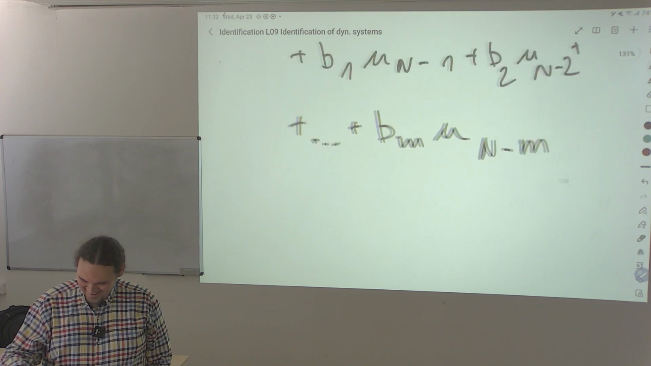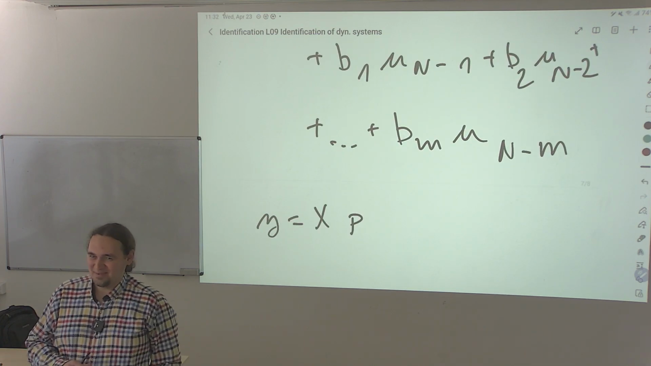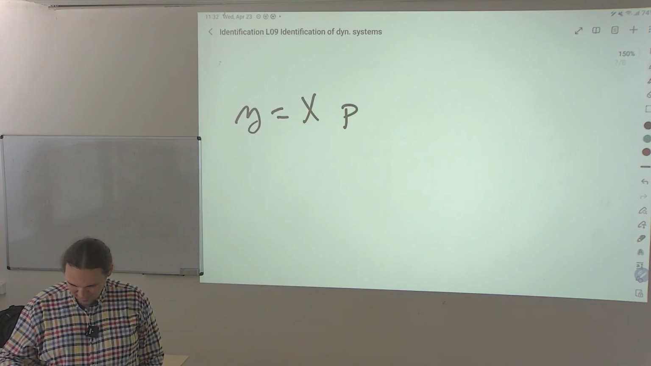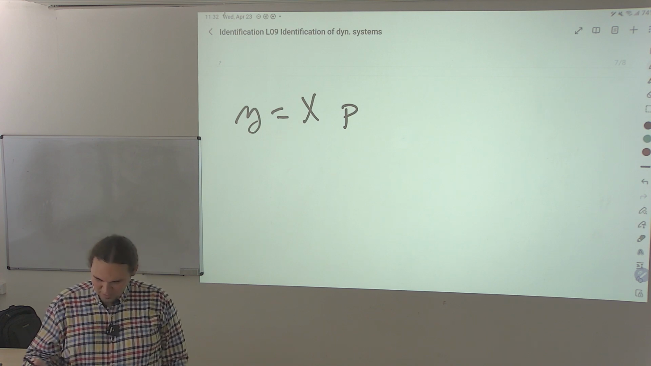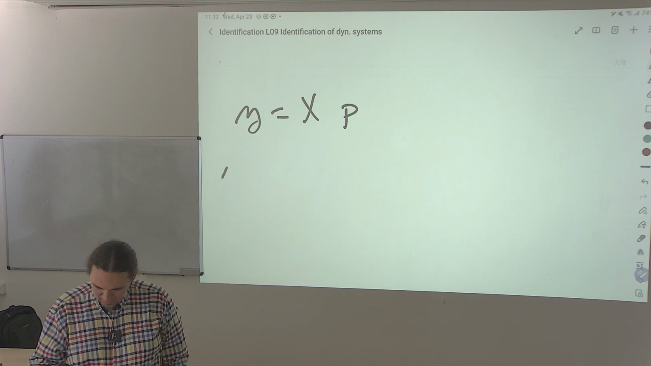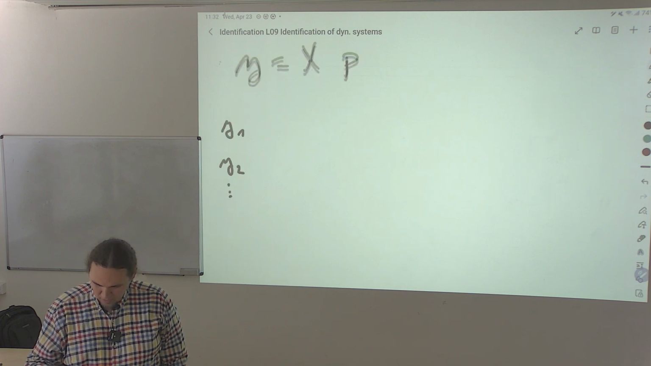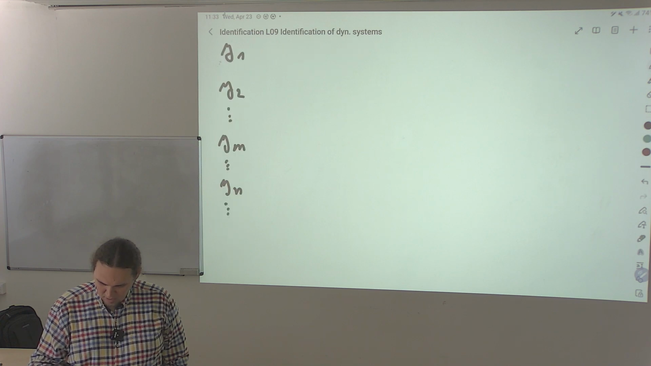So what about now putting this into the matrix form? I need to always make it in this way. So what are our predictions telling us? We have y1, y2, ym, sorry, yn and y capital N.